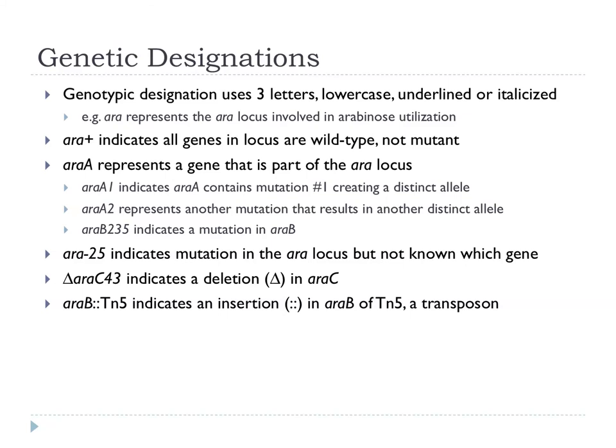It's basically three letters for the gene, then a symbol for the locus, and then a symbol for which particular gene in that. And you have various modifications, different mutations. You have knockouts: delta aroC43 is a deletion in aroC. If there's an insertion, you put double colons to illustrate that there's been an insertion there.